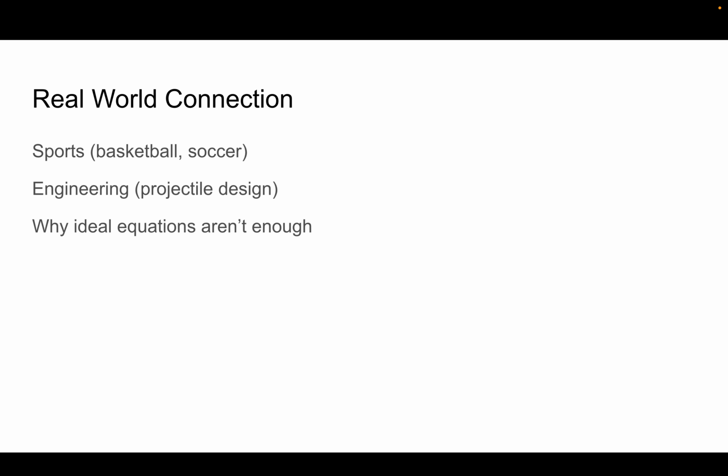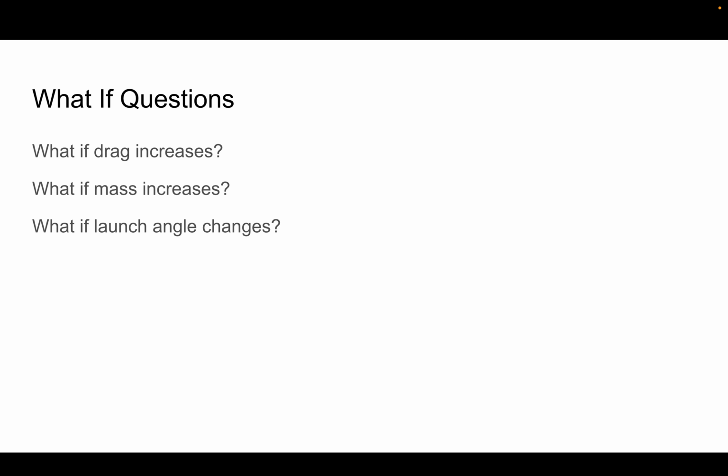This concept is very important in real life. In sports, air resistance affects how balls move through the air. In engineering, it's critical for designing things like rockets, airplanes, and projectiles. That's why ideal equations are useful, but they're not always accurate for real world predictions.